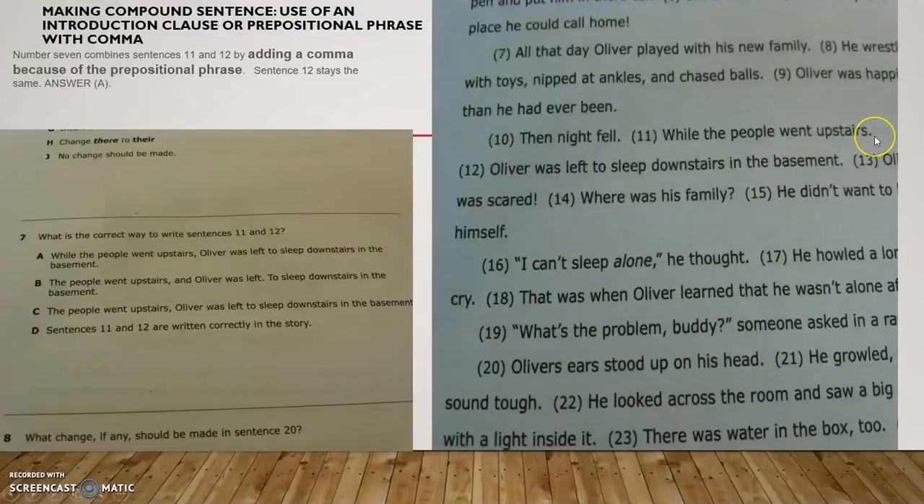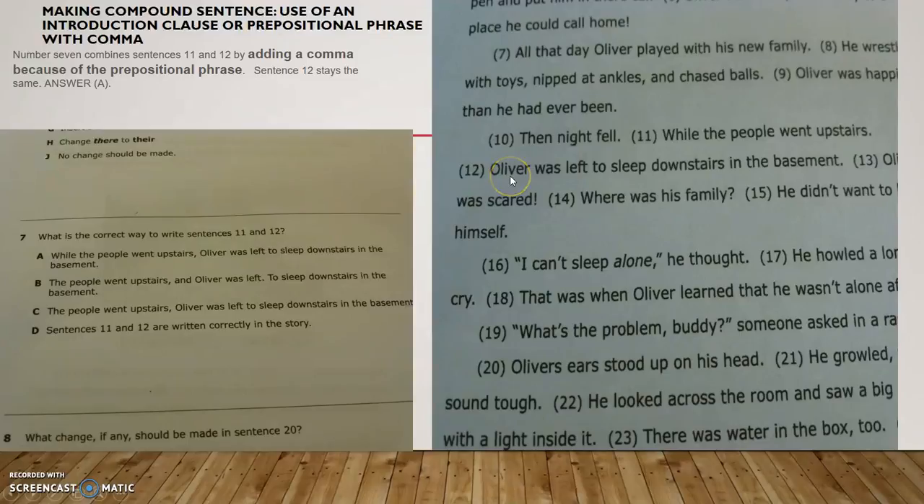While the people went upstairs. Period. While the people went upstairs. Well, what did they do? That is an incomplete sentence, isn't it? While the people went upstairs. Okay, so I see what's wrong straight away. Sentence 11 is a fragment, so that needs to be fixed. So I know that D is not the answer. Sentences 11 and 12 are not written correctly.